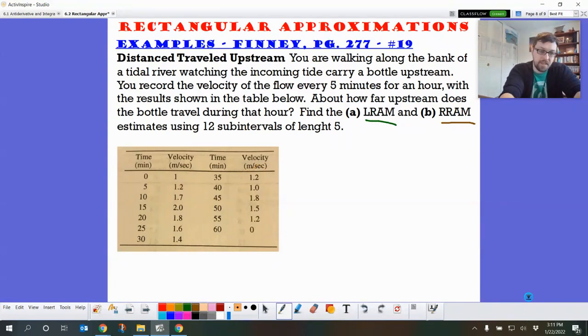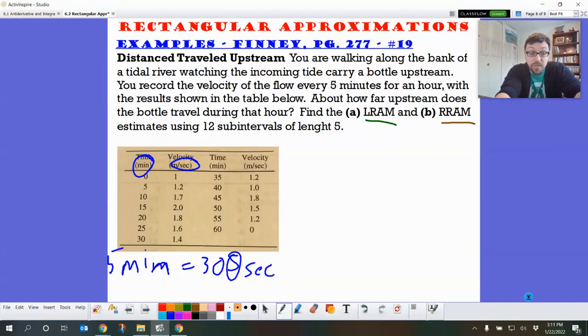Now note something sneaky: this is in minutes and this is in meters per second, and we need that to be consistent. So 5 minutes equals 300 seconds. When we work on this problem, the width of each one of our rectangles is 300. So rather than saying that the width is 5 for each rectangle, we need to say that the width is 300 so that everything is in terms of seconds. We could do everything in terms of minutes, but I don't really want to convert all those meters per second into minutes. That'd be silly.